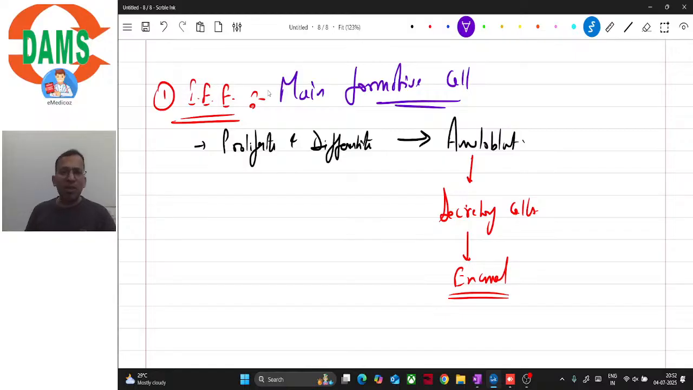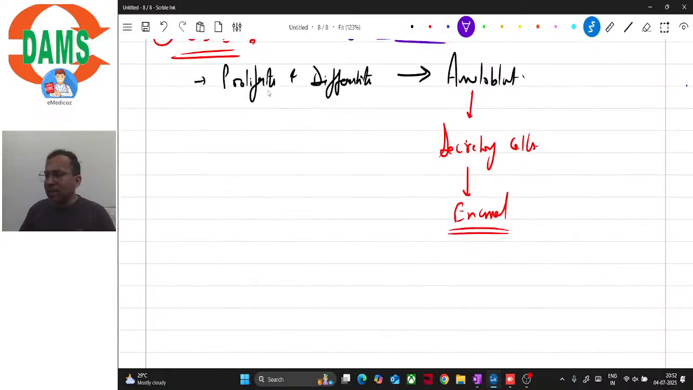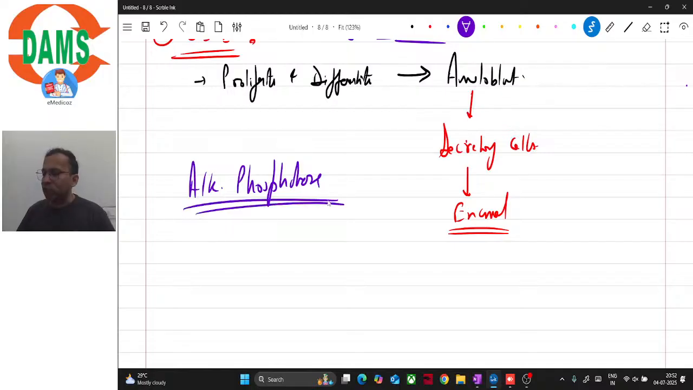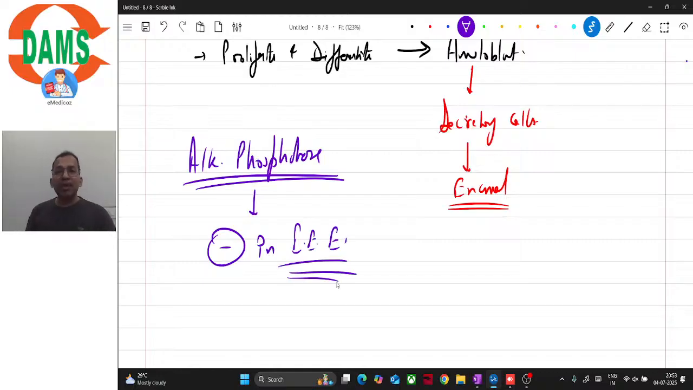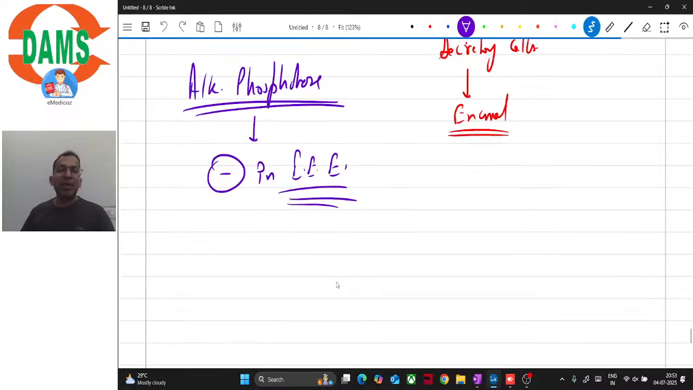So if it is the main formative cell, why do we need stellate reticulum or stratum intermedium or outer enamel epithelium? What is the need of those cells? See, for mineralization we need alkaline phosphatase, isn't it? Without alkaline phosphatase, there is not going to be any mineralization. And this alkaline phosphatase is absent in inner enamel epithelial cells. So on its own, whatever enamel it produces is not going to mineralize, right? So it is basically partially functional. The inner enamel epithelial cells can only partially form the enamel. It cannot mineralize the enamel on its own.